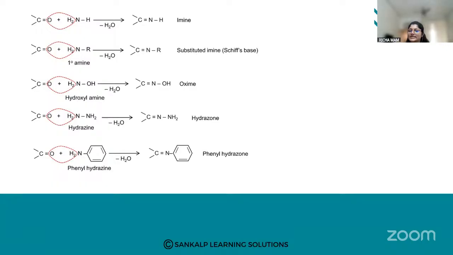I get the oxime. Please see the double bond placement, C double bond NOH. It is important where it is attached to N, because based on that the products are formed. Then the carbonyl carbon reacting with hydrazine gives a hydrazone, and reacting with phenylhydrazine gives a phenylhydrazone. These things we already discussed in our last class, so let us go further.